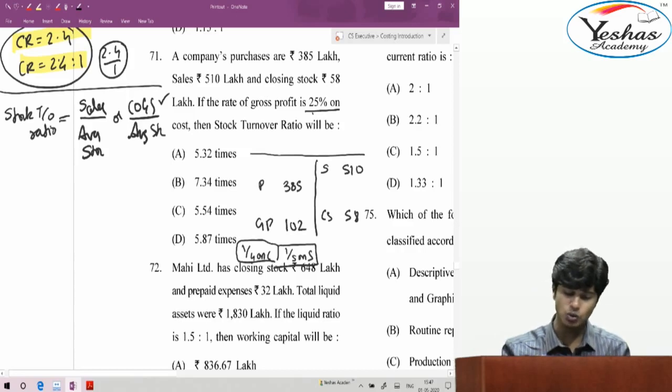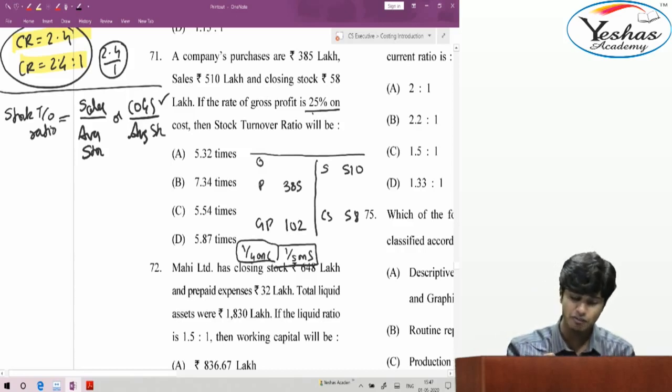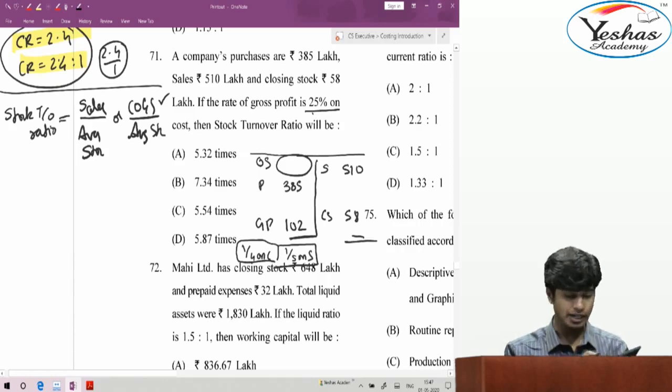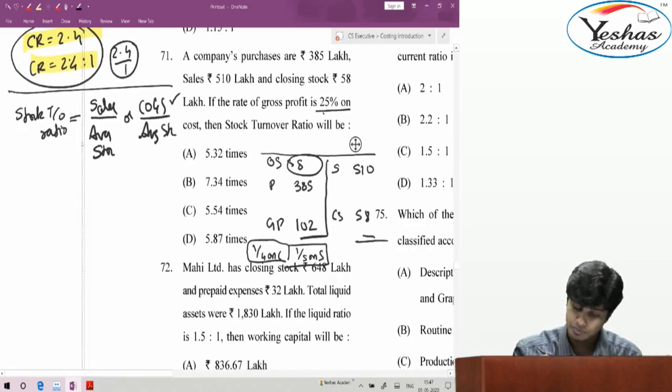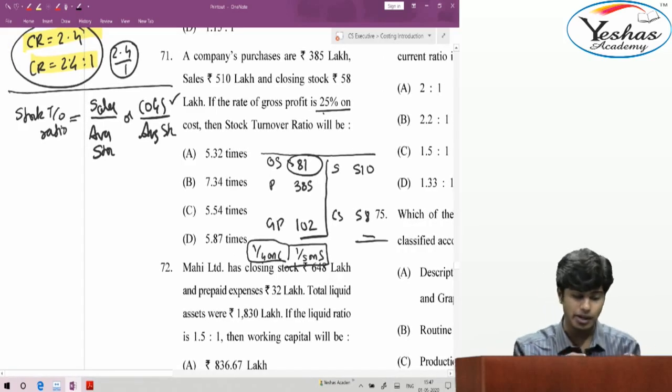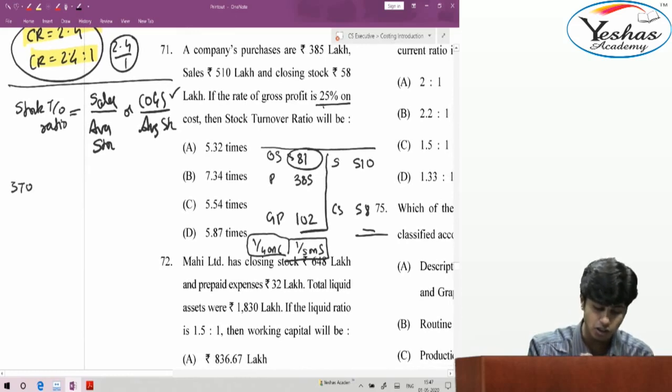So we have sales, closing stock, GP, purchases. Can we find our opening stock as the balancing figure? Yes, we can. 510 plus 58 minus 385 minus 102. So you would get 81 as your opening stock. So it's easy for me now. What is my stock turnover ratio?